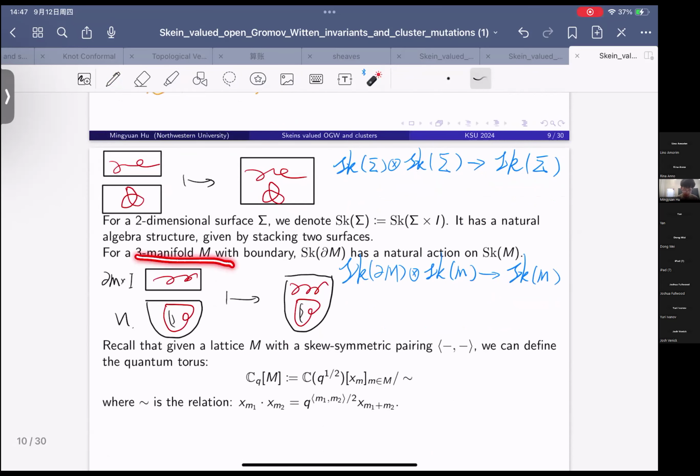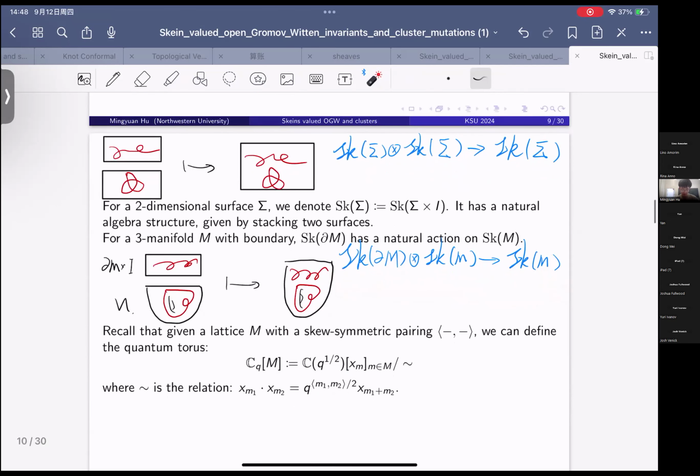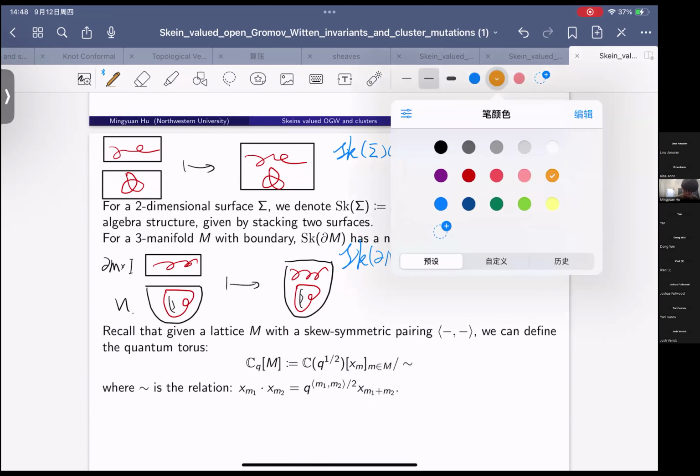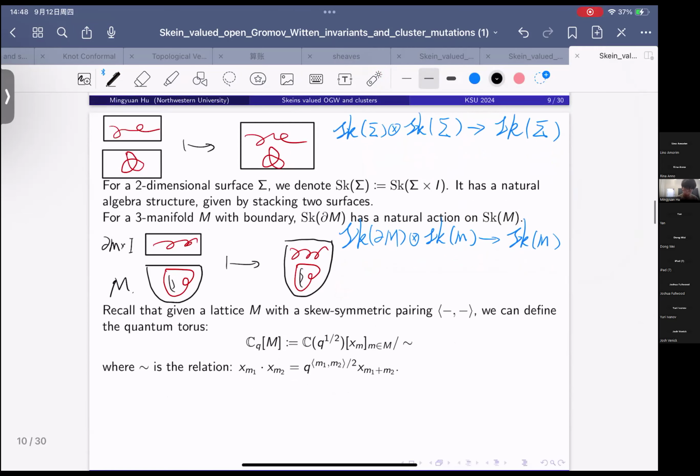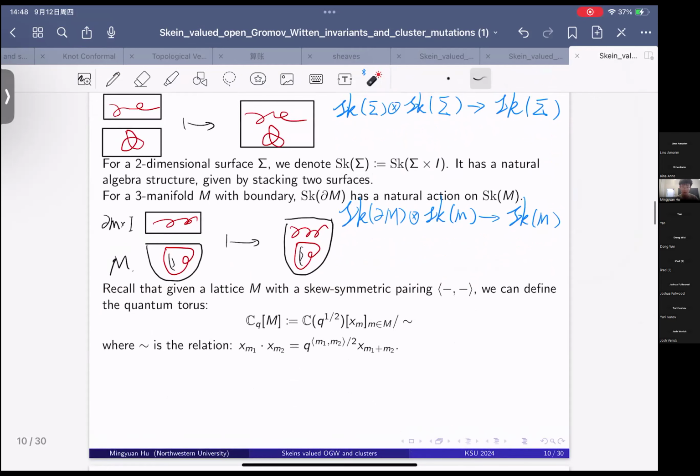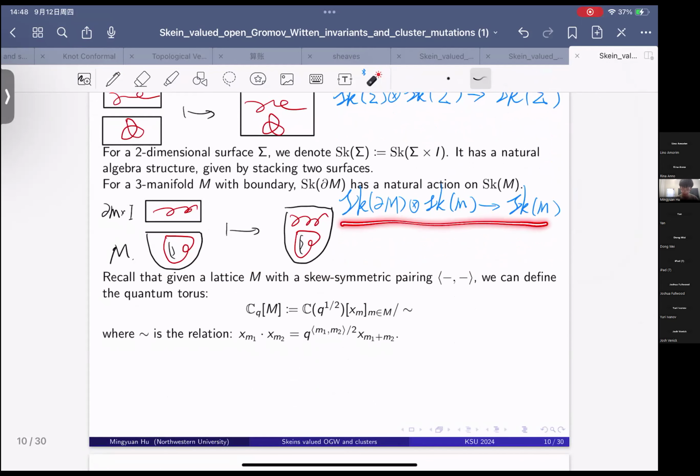Okay, so for a three-manifold M whose boundary is the surface, the skein module of the boundary of M is an algebra, and in fact it has an action on the skein module of M. The action is also this map satisfying some associativity, right? You just glue the boundary back to M. Oh wait, sorry, this is M here. So the picture looks like this. Any questions so far?